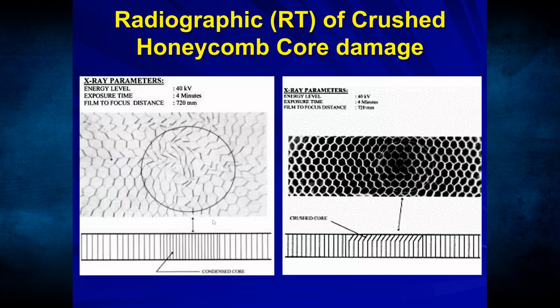For radiography, we're typically looking for a crushed core as shown here on the left, and also a little bit of damage from the top. So we can show crushed core from the side and crushed core from the top with radiography, but we cannot tell you the depth. That is the issue there.